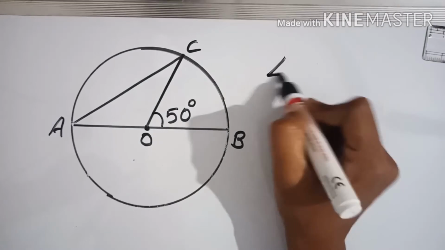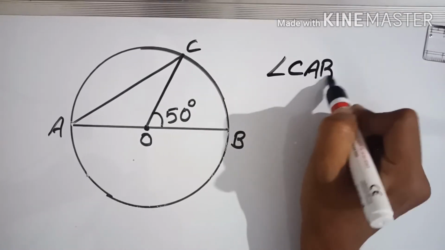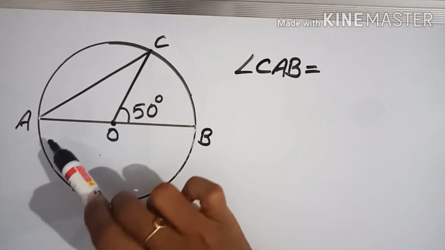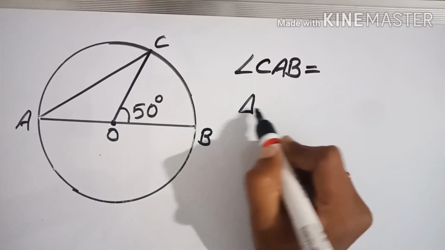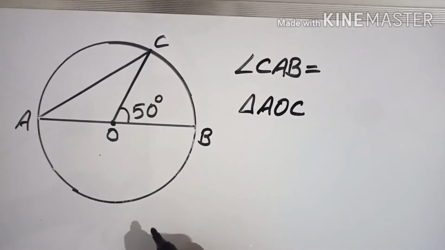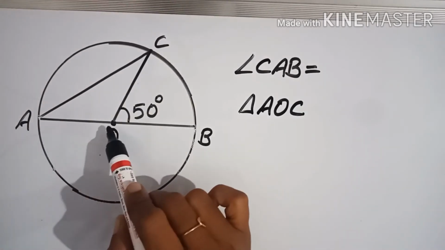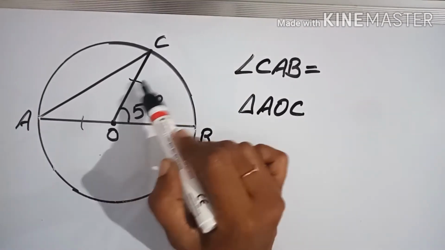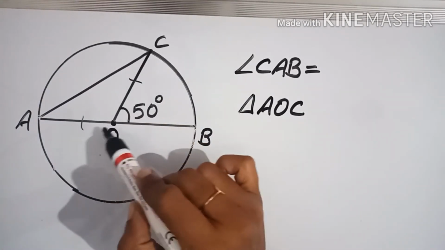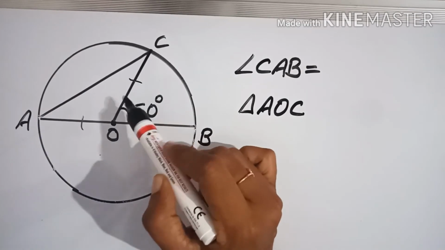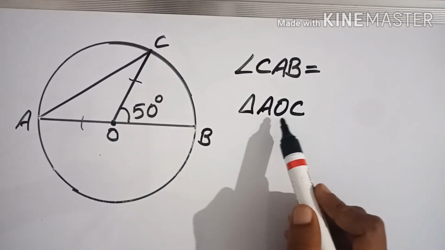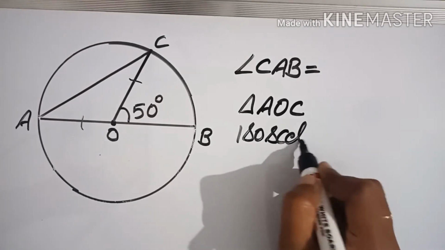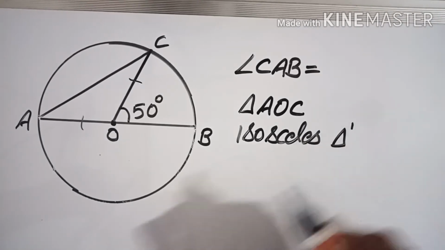Calculate angle CAB. Okay, so for that, consider triangle AOC. Here AO is the radius and OC also radius. These two sides we can see that they are equal sides. OA and OC are radius. So this triangle AOC is an isosceles triangle.